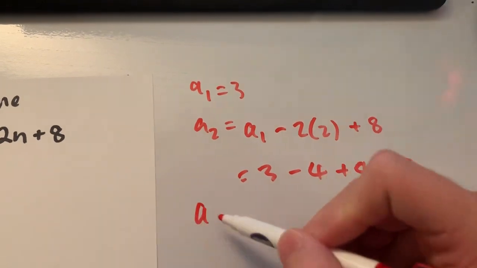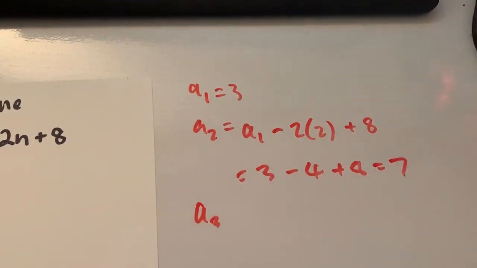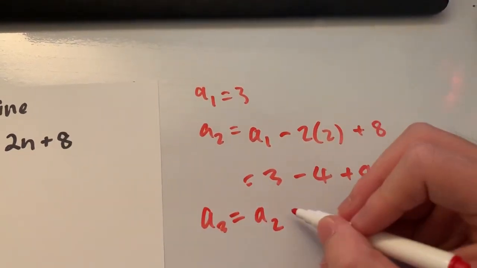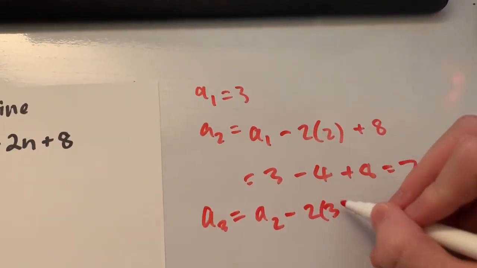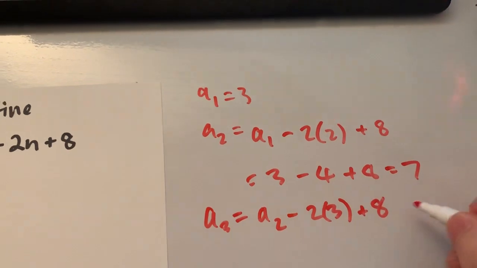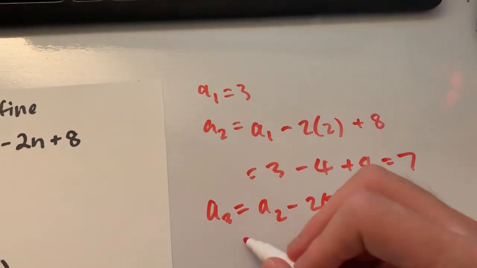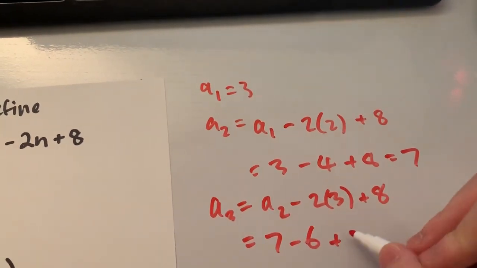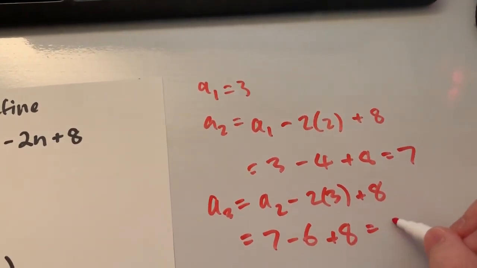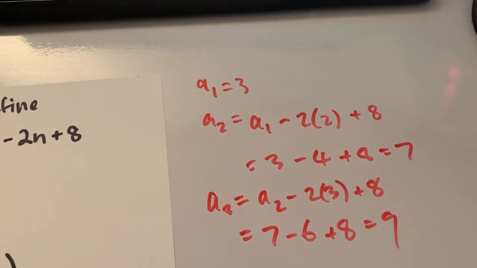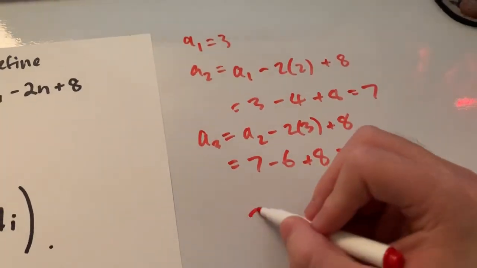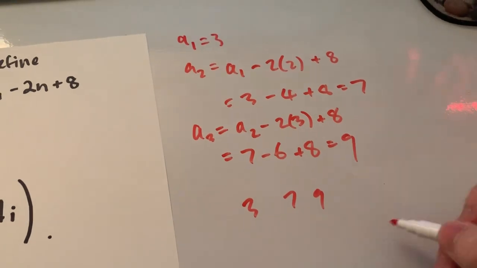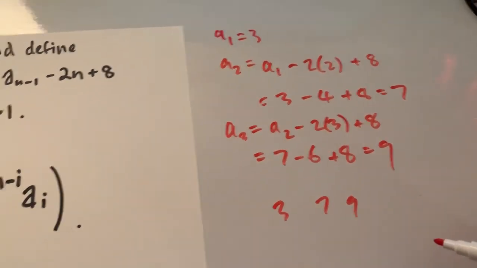And let's do another one, a3. A3 would be equal to a2 minus 2 times 3 plus 8. In this case, we have a2 equals 7, so 7 minus 6 plus 8. All this gives us 9. Alright, what do we see? We have 3, 7, and 9. Not quite sure what to do with these, so we'll hold off on that for now.